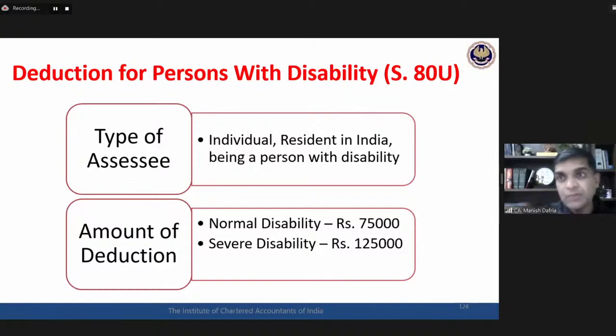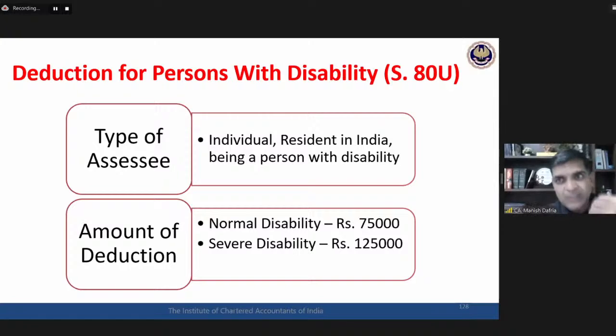In books, you will find both these sections separately, poles apart. 80DD, 10 pages earlier, 80U, 10 pages after. But then they are connected. How are they connected? Now just consider a situation. There is a person resident in India and he is a person with disability. Now there are two possibilities. This disabled person, despite the disability, is earning. He is self-dependent. And second possibility, that this person with disability is dependent on somebody else.